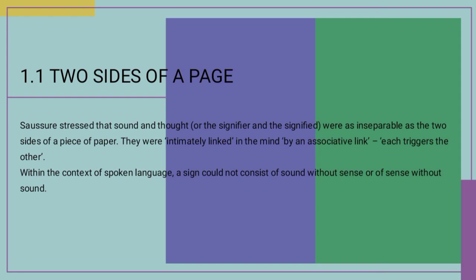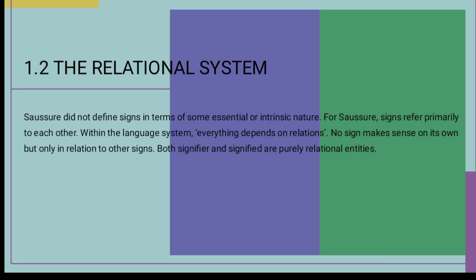Next, about two sides of a page. Saussure stressed that sound and thought, the signifier and the signified, were as inseparable as the two sides of a piece of paper. They were intimately linked in the mind by an associative link. Each triggers the other. Within the context of spoken language, a sign could not consist of sound without sense or of sense without sound.